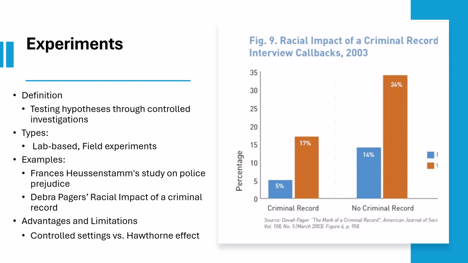The main advantage of experiments is the ability to control variables and establish cause and effect relations. However, they can be affected by the Hawthorne effect, where participants alter their behavior because they know they are being observed. This balance of advantages and limitations makes experiments a powerful, yet sometimes challenging method in sociological research.